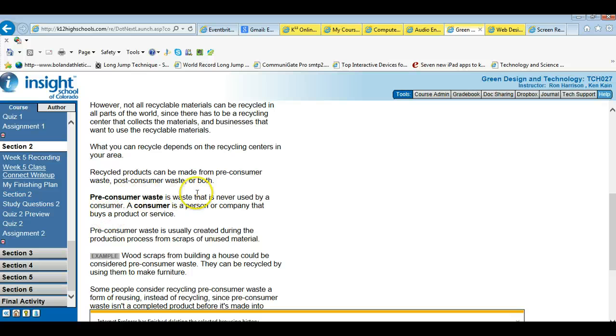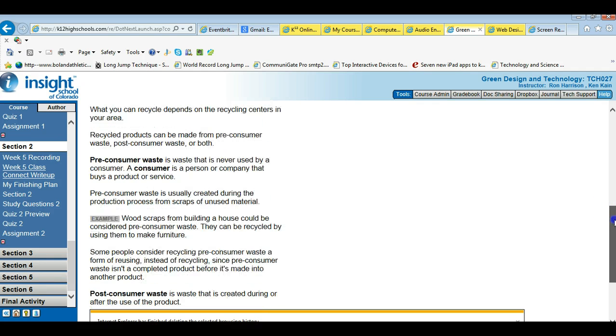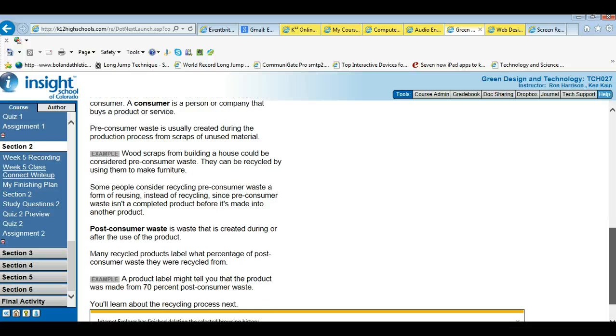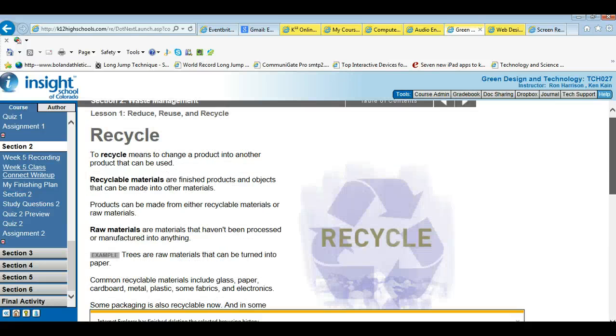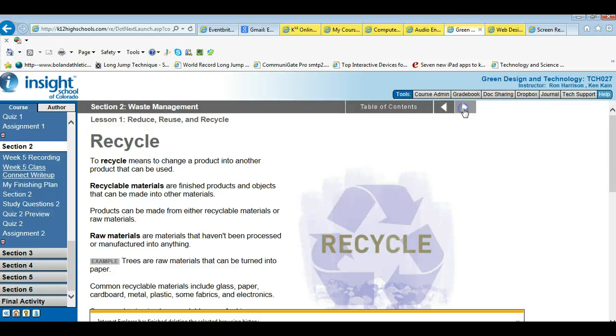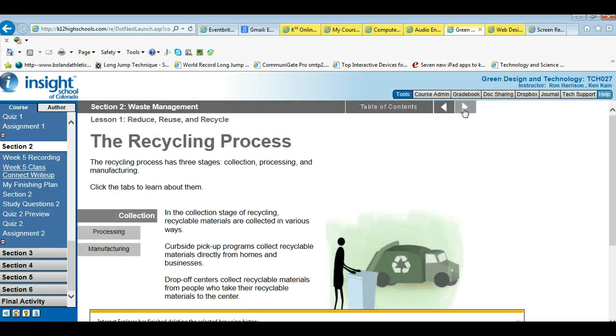Pre-consumer waste. That's stuff that's never used by the consumer. So there are different things like that: wood scraps from building a house, or the packaging that you get when you buy a new CD or DVD or something like that. Think of all that waste that's created. If you just go to your Walmart or local Sam's Club and look at the packaging that they use, a lot of that package isn't needed except for security purposes.